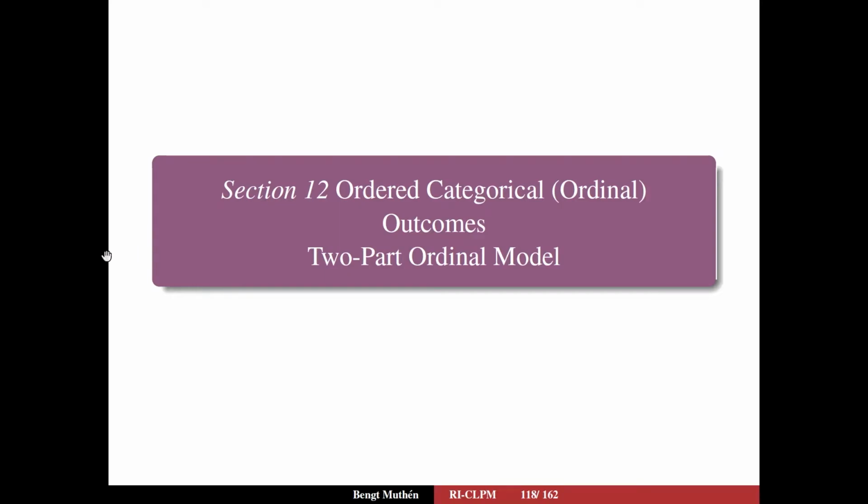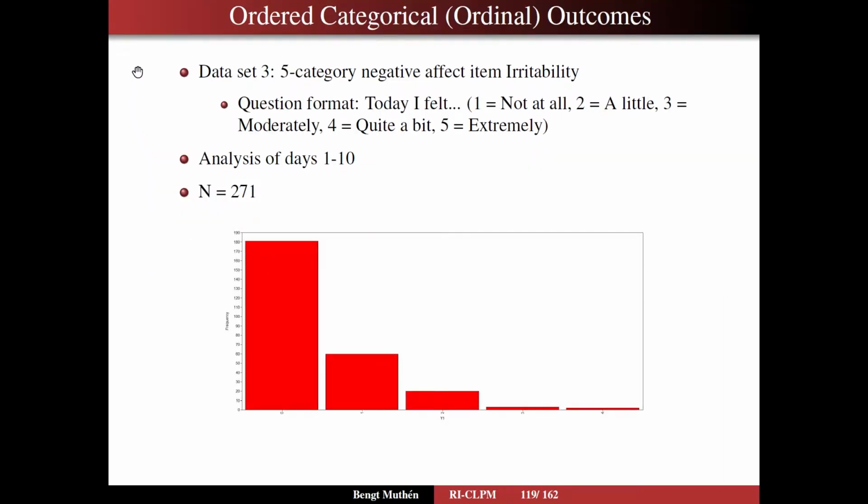We now turn to section 12, where we switch from binary variables to polytomous, ordered categorical, or ordinal variables. In that connection, we're going to introduce a new model, the two-part ordinal model, that is necessary for certain polytomous outcomes. Take an example here, an ordered categorical outcome, the 5-category negative affect item irritability from dataset 3.